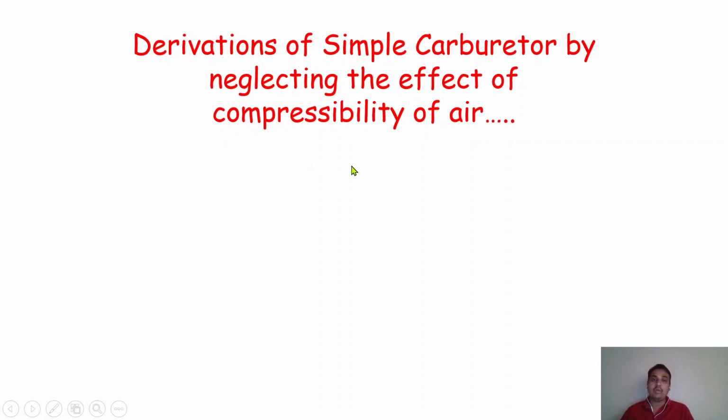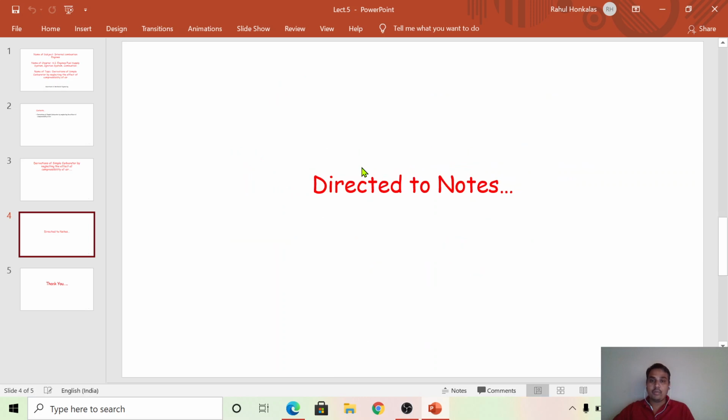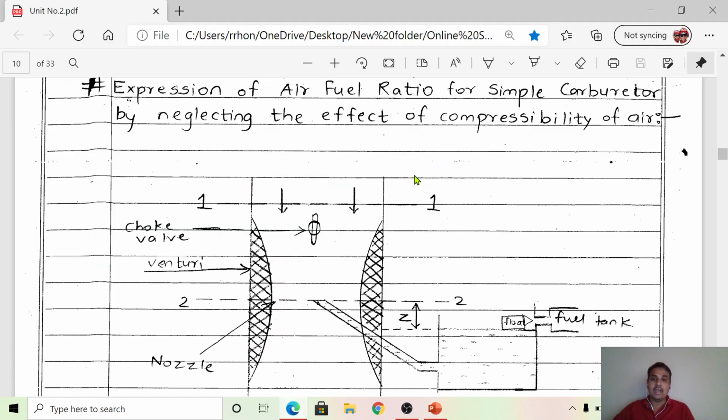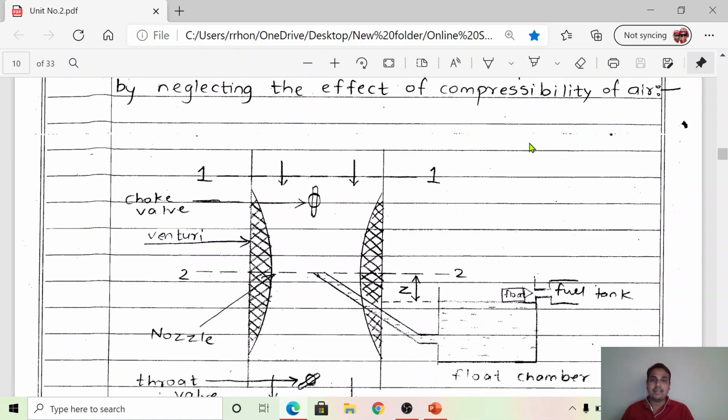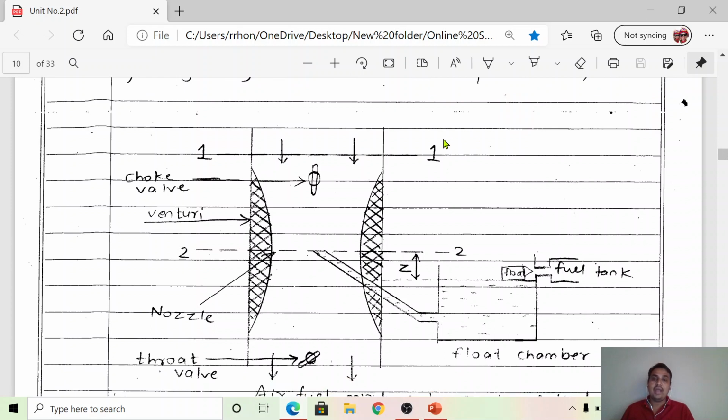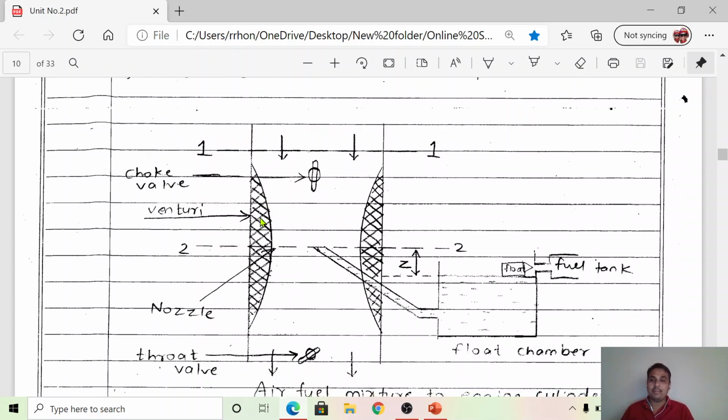Today we are going to discuss the first derivation, that is, by neglecting the effect of compressibility of air. To understand this derivation thoroughly, we'll proceed to see the notes. So again, we can say the expression of air-fuel ratio for simple carburetor by neglecting the effect of compressibility of air. To understand this concept, we must again understand the diagram of simple carburetor. This diagram is a part of this derivation.